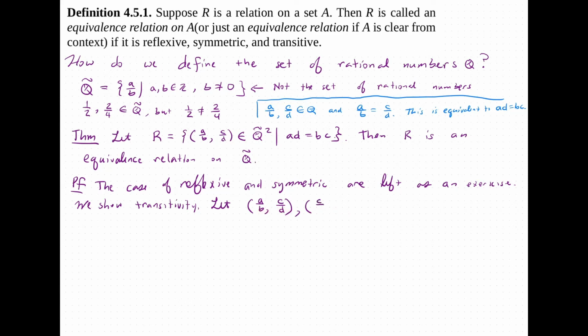And so now we have c over d and e over f in Q tilde, sorry, not Q tilde, in R. So it's in our relation. So in particular, since we have that a over b, comma, c over d is in R, we have that AD is equal to BC. So we have AD is equal to BC, and we also have the same over here. We have C times F is equal to D times E.